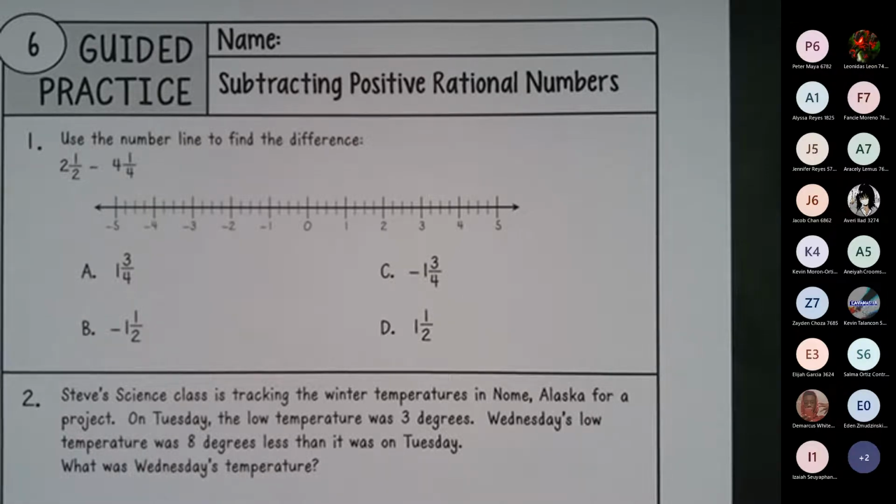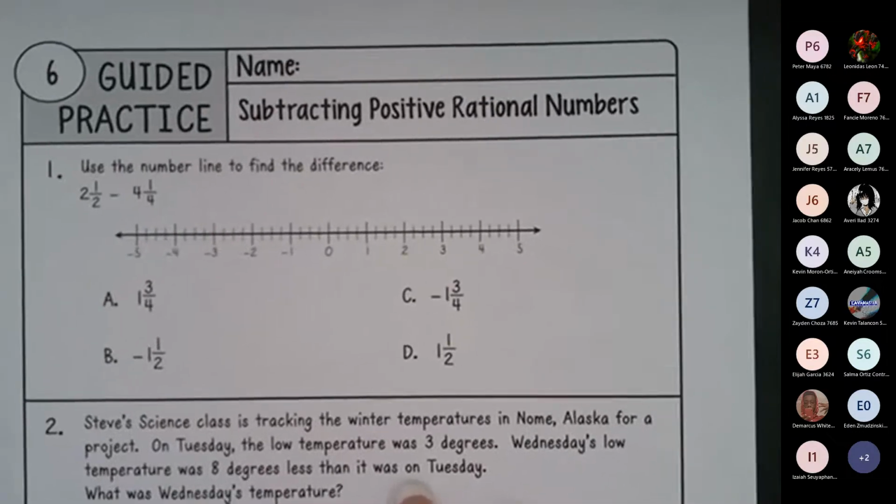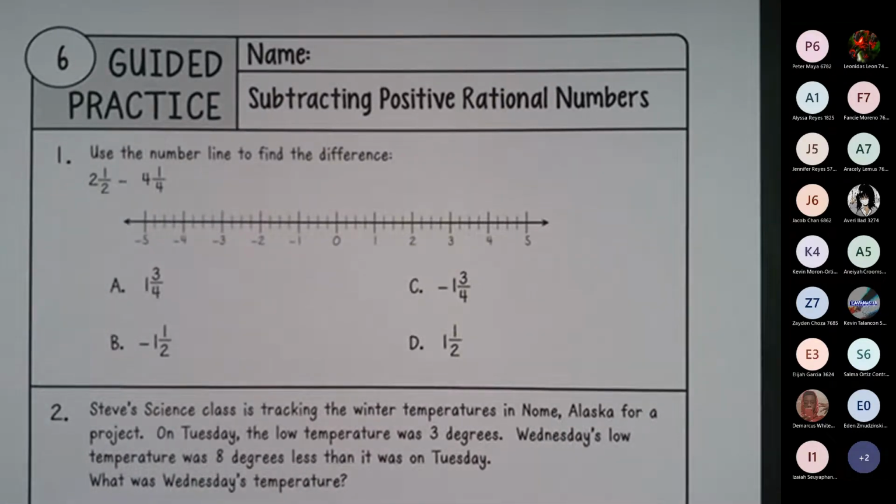All right, so thanks, babe. All right, so now with our first question here, I have 2.5.